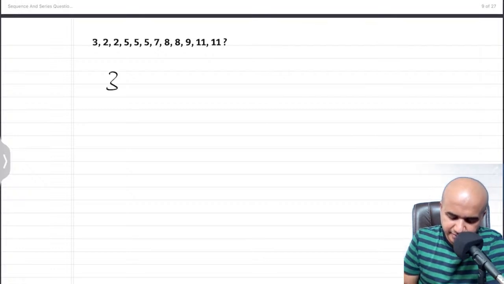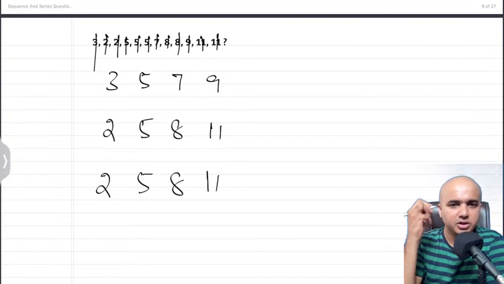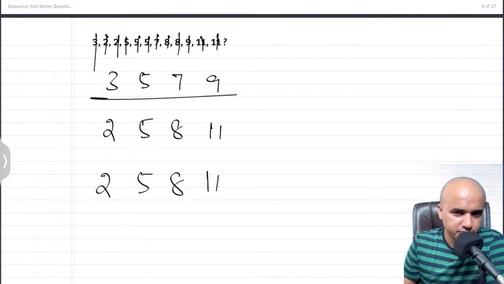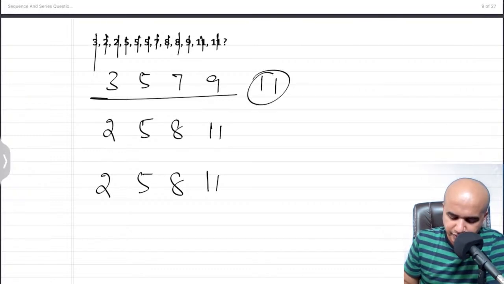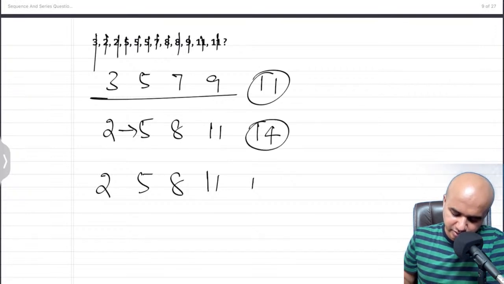So if I have to split that into 3, then 3, 5, 7, 9, that is one series. Then we have 2, then again 5, then 8, then 11. Okay, then we have 2 again, then 5 again, 8, then again 11. So obviously there are three different series here. So the first series is all about odd numbers, 3, 5, 7, 9. So next would obviously be 11. Here we are simply adding 3: 2 plus 3 is 5, 5 plus 3 is 8, 8 plus 3 is 11, 11 plus 3 is 14.